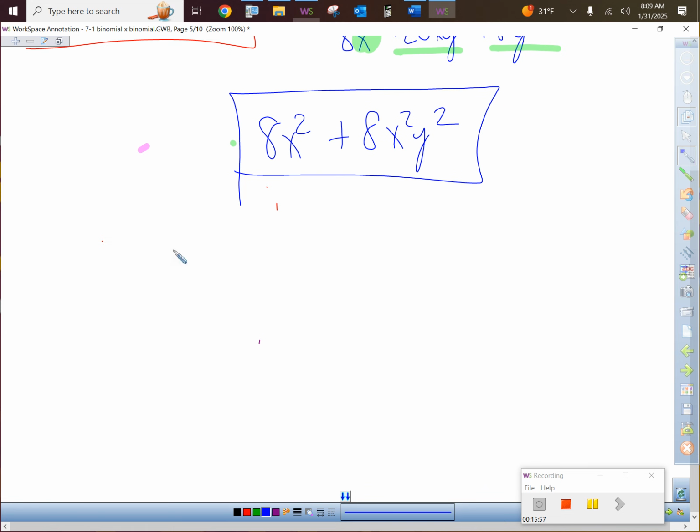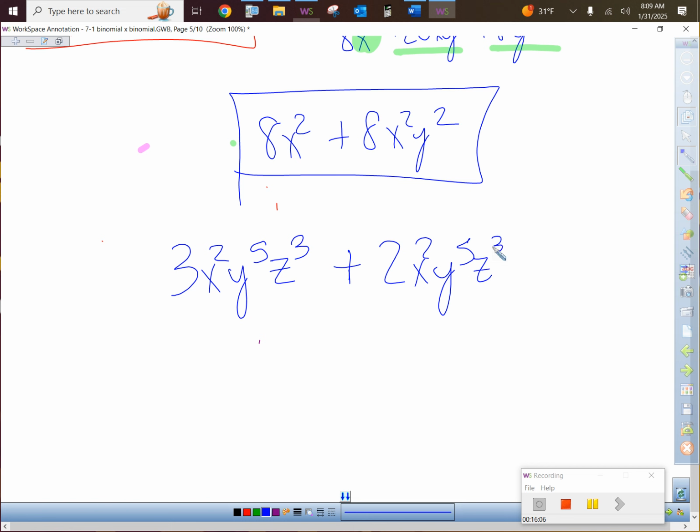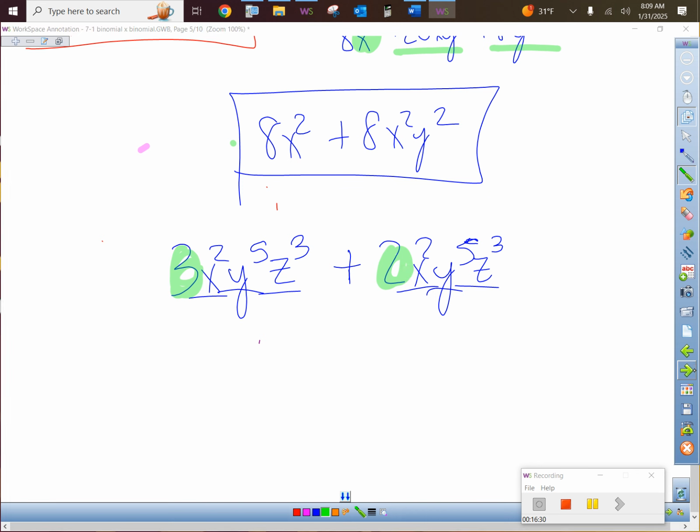So here's a quick one. 3x squared y to the fifth z to the third plus 2x squared y to the fifth z to the third. Are those like terms? You see how x squared, y to the fifth, z to the third, all the same letters raised to all the same exponents. So when you add them up, you have 3 of them and 2 of them. Don't you have 5 of those total, right? 5x squared y to the fifth z to the third. Yay, algebra.